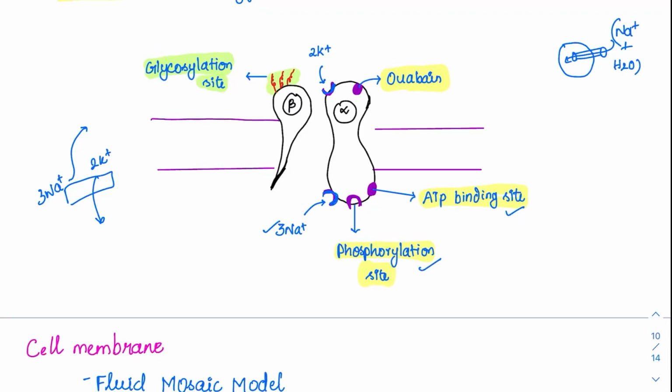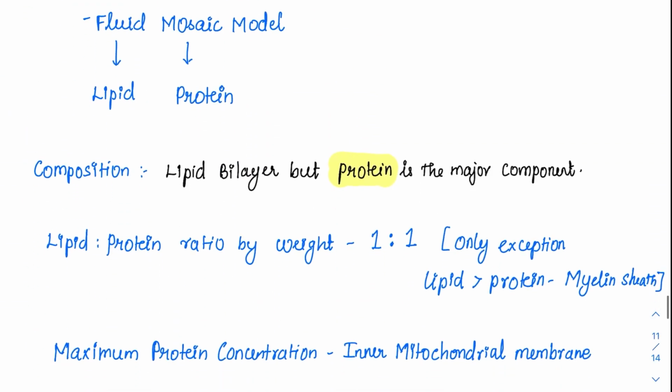Now let's talk a little more about the cell. We will talk only the most important MCQ points. Coming to the cell membrane. The cell membrane is classically given by the fluid mosaic model. Here the fluid part is nothing but our lipid and the mosaic part is nothing but our protein.